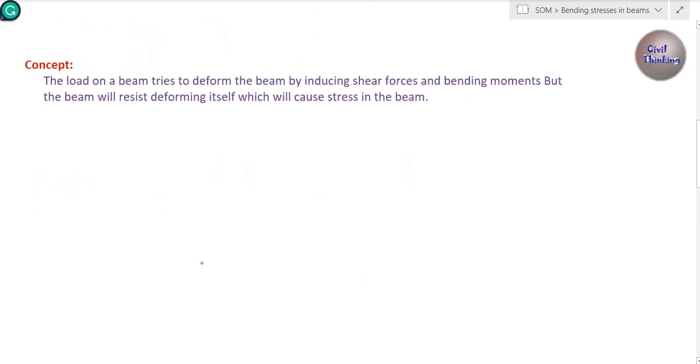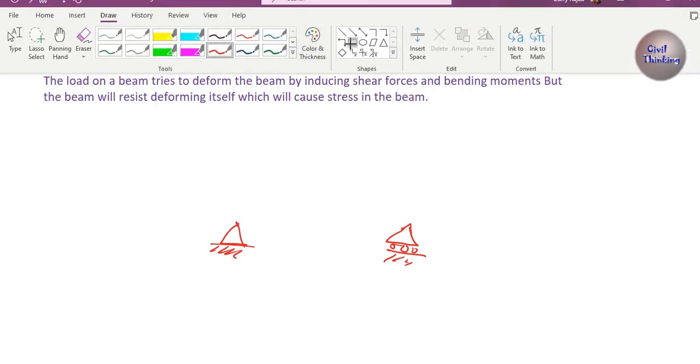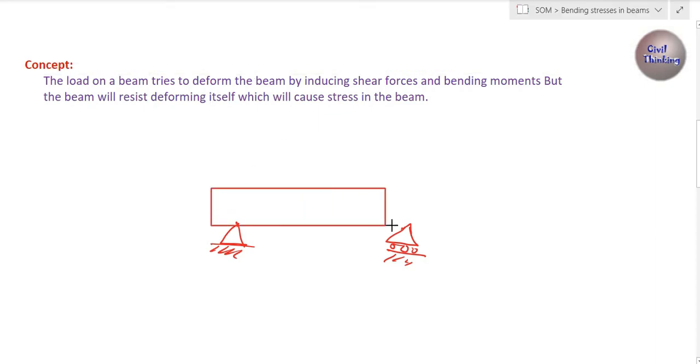Now what's exactly the concept in structures? As you can see, the load on a beam tries to deform the beam by inducing shear forces and bending moments, but the beam will resist deforming itself, which will cause stress in the beam, right? Now let me draw a simple beam. Like you have a beam here, this is a support, and this is another support. For example, this is a roller support, and this one is a pin support. Okay, and a beam is on it, like this.